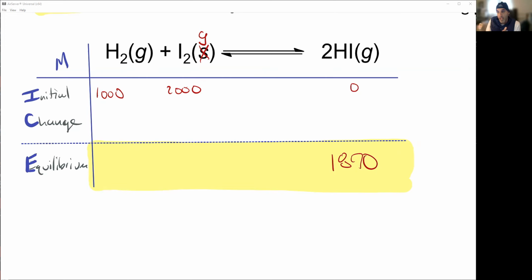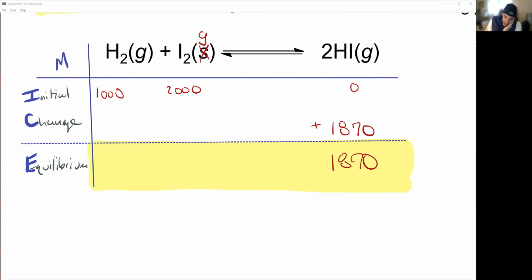Now, once we look at this again, we can see, if we start with 0 HI and we end up with 1870, we know that the change is a plus 1870. That's how much we ended up with. I want to look at this in a different way. So we gained that much.